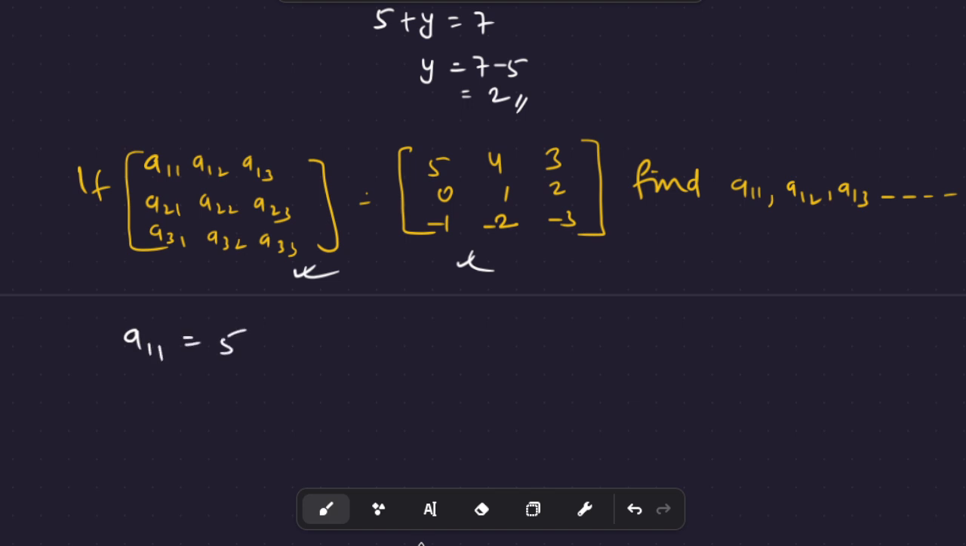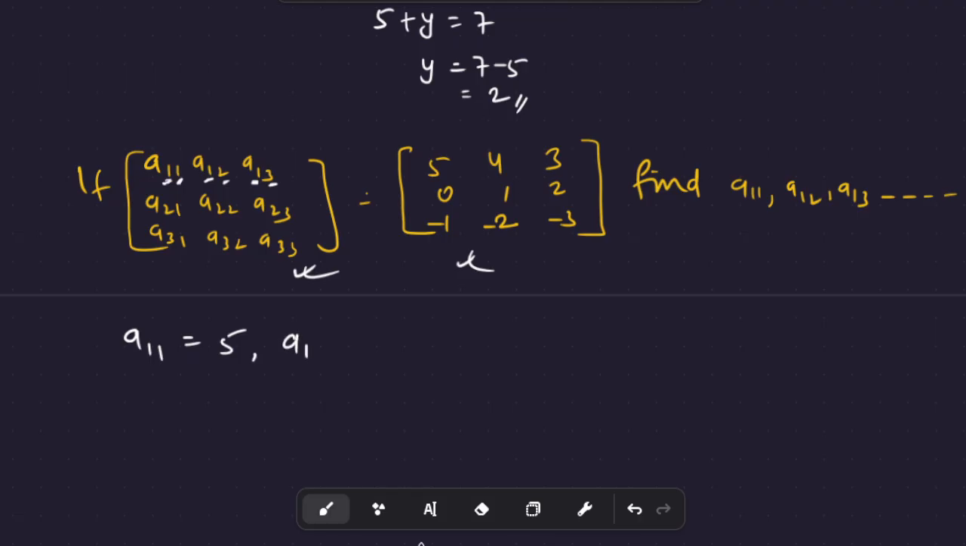5. Good. A11 means it is the element of first row and first column. The first value denotes the row, and the second value denotes the column. So A11 means it is the element in the first row and first column. A12 means it is the element in the first row and second column. A13 means it is the element of first row and third column. A21 means second row and first column. A22 means second row and second column, and so on.